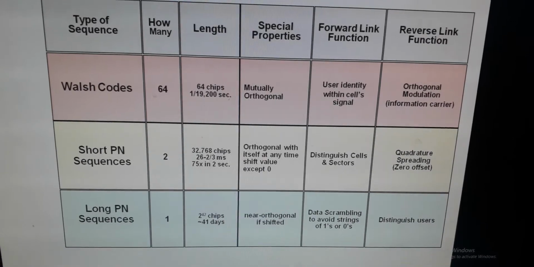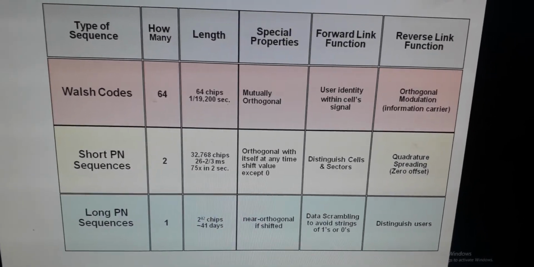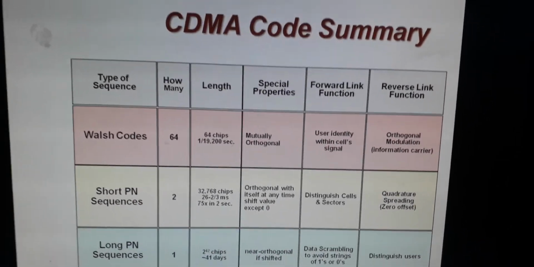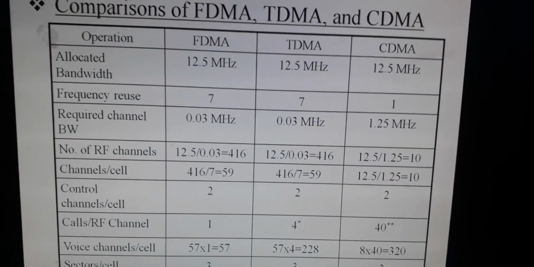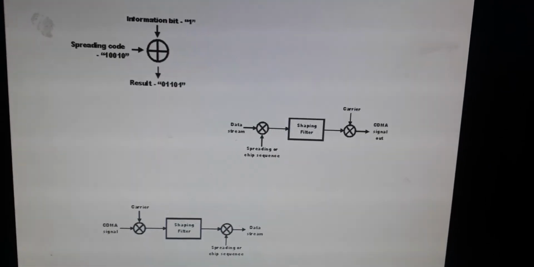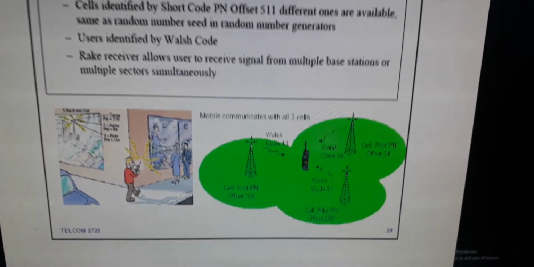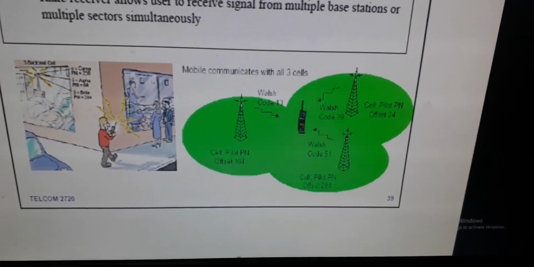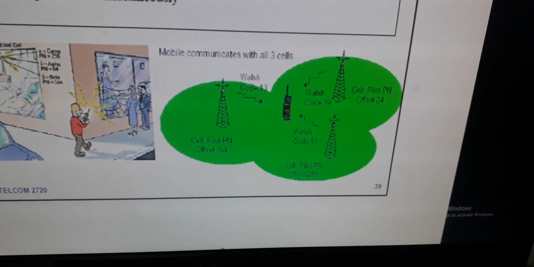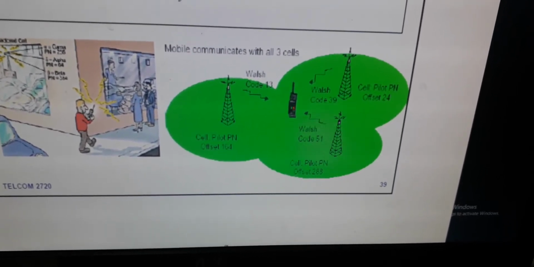Short PN sequence and long PN sequence comparison is shown here. So this is the cell configuration. All cells in the same color means everywhere it's the same frequency.